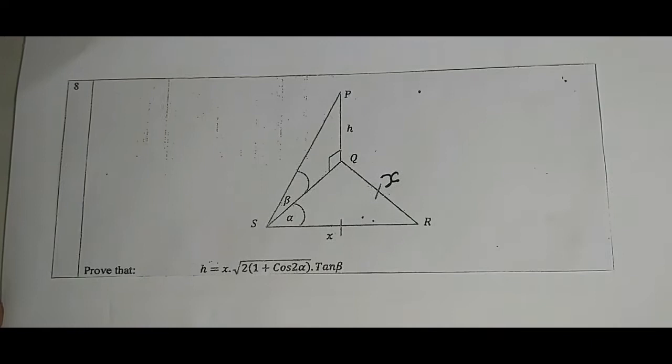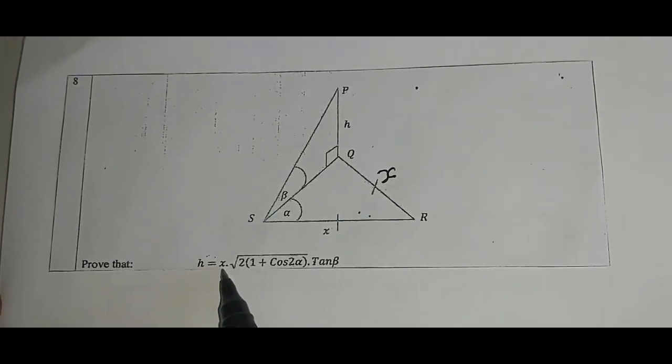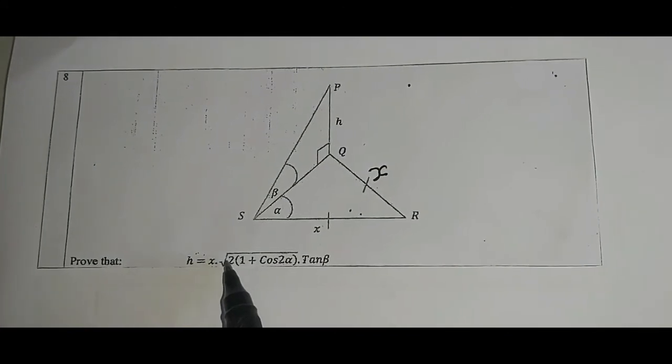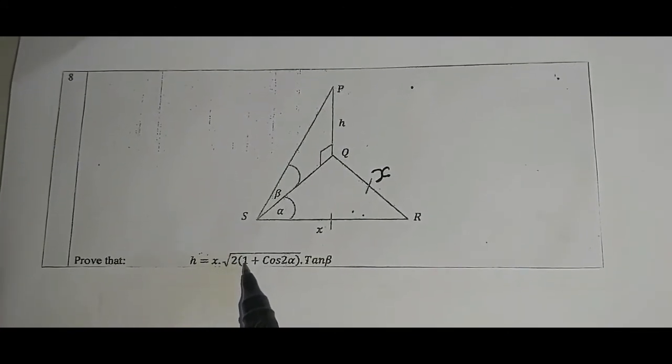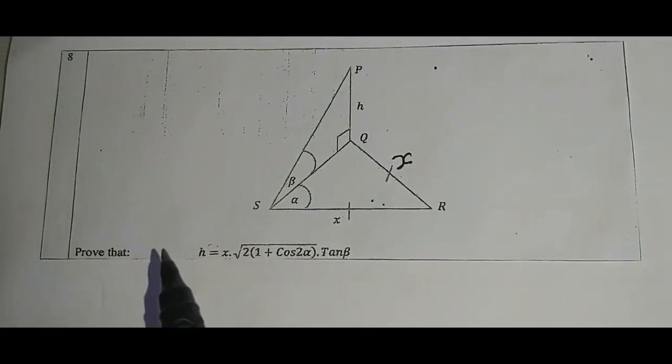We are required to prove that H is equal to X into the square root of 2 into (1 plus cos 2 alpha) times tan beta.